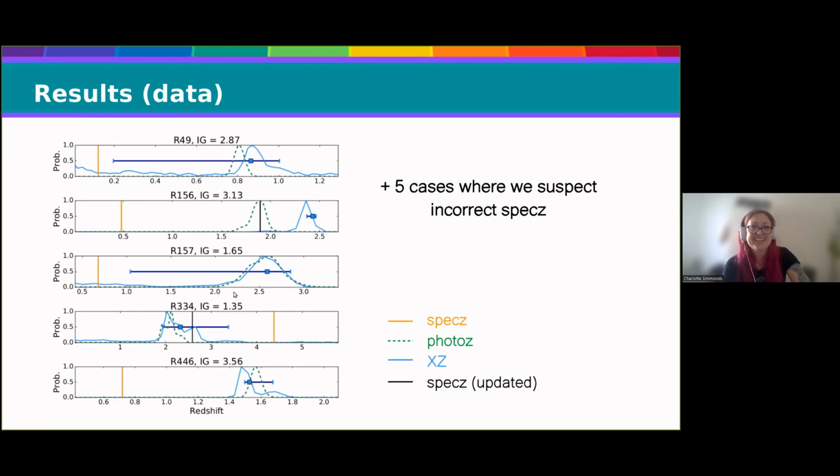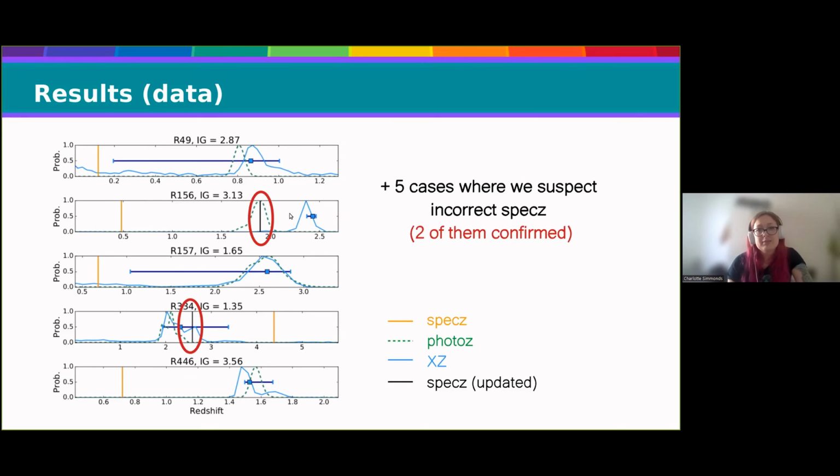So they're quite different. And all the green ones are photo-C. So in all cases different. And the blue one with the square, that is XZ. And we find that in 2 cases at least, we found updated species, which are the black line here and the black white line here.